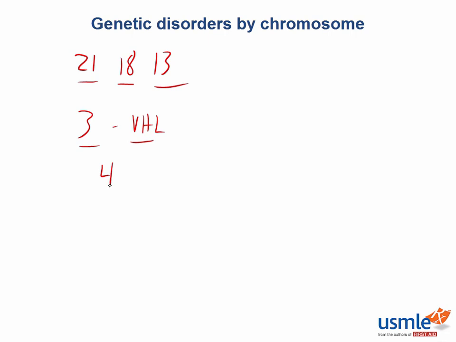What's the high-yield disease for chromosome 4? Think of our mnemonic, hunting for food. It's Huntington's disease. I'll just do a couple more.